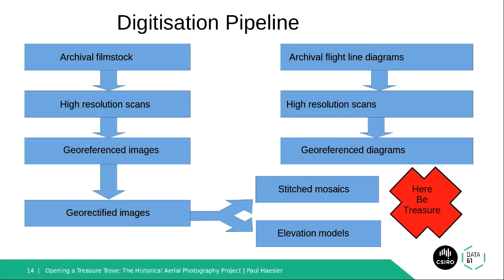So this is our pathway from these pieces of paper and celluloid to useful data. The flight line diagram is that short flowchart on the right. We start with the archival flight line diagrams. We do high resolution scans, and then we georeference them. So we georeference that map, we georeference those flight lines, we georeference those image points that we have, and then we interpolate the intervening points as well. So I've at least got a rough idea of where those images were taken.